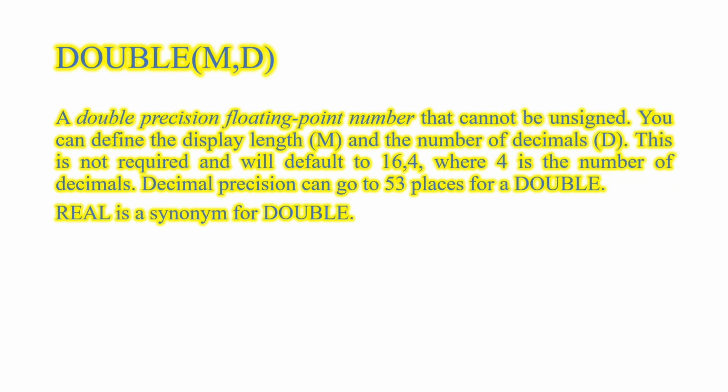Next type of data type is double M,D, a double precision floating point number that can be signed. You can define the display length M and the number of decimals D. This is not required and will default to 16,4, where 4 is the number of decimals. Decimal precision can go up to 53 places for a double. Real is a synonym for double.